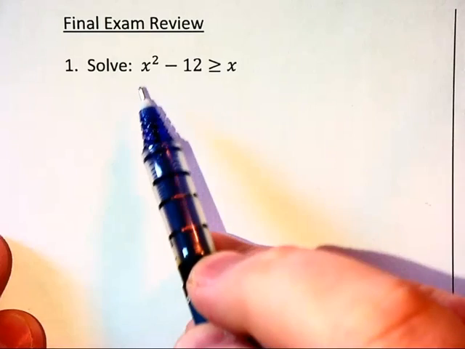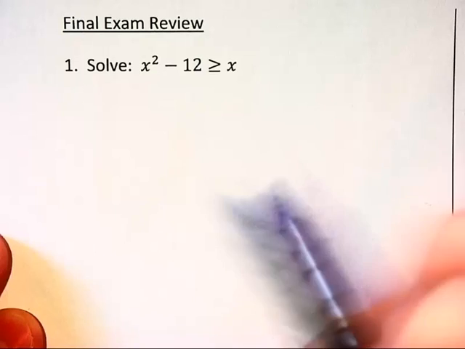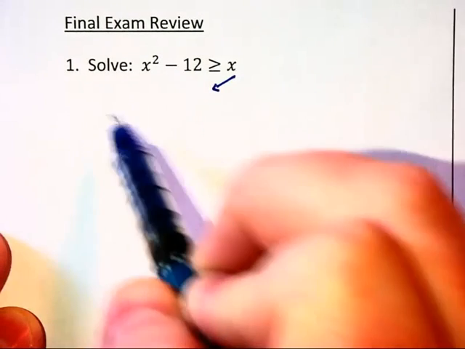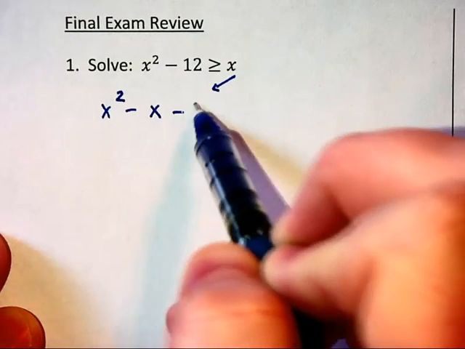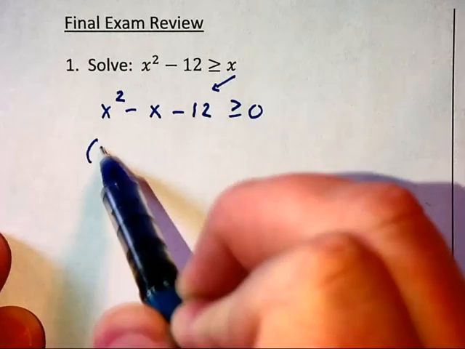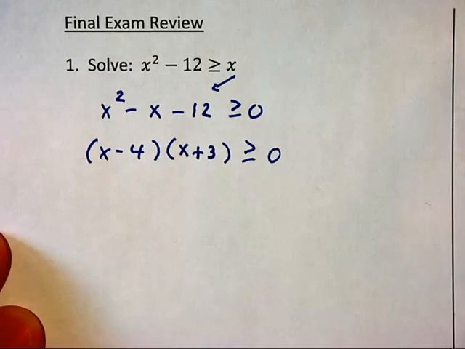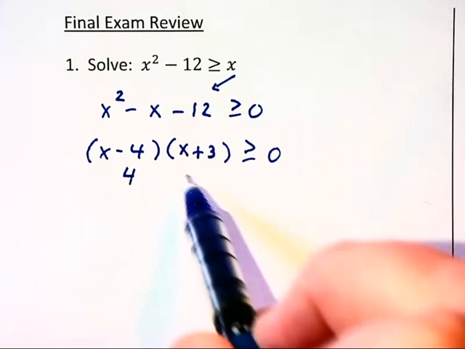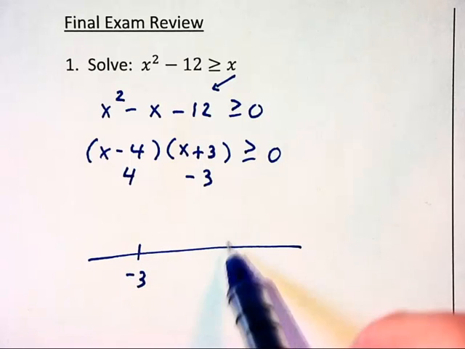We have a quadratic inequality, and we want to make sure that we have 0 on the right hand side. So I'm going to begin by subtracting x off of each side of the equation. This gives us x squared minus x minus 12 is greater than or equal to 0. I'm then going to factor that into x minus 4 times x plus 3. Now, if this were an equation, our critical values would be positive 4 and negative 3. And on a number line, I'm going to draw this here.